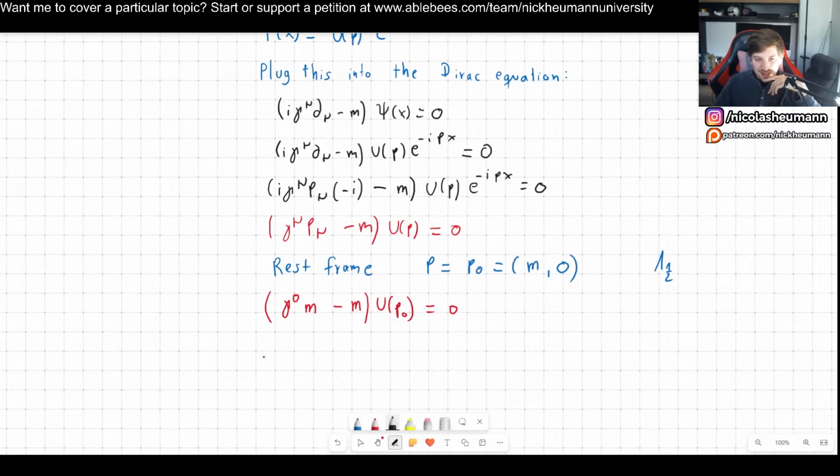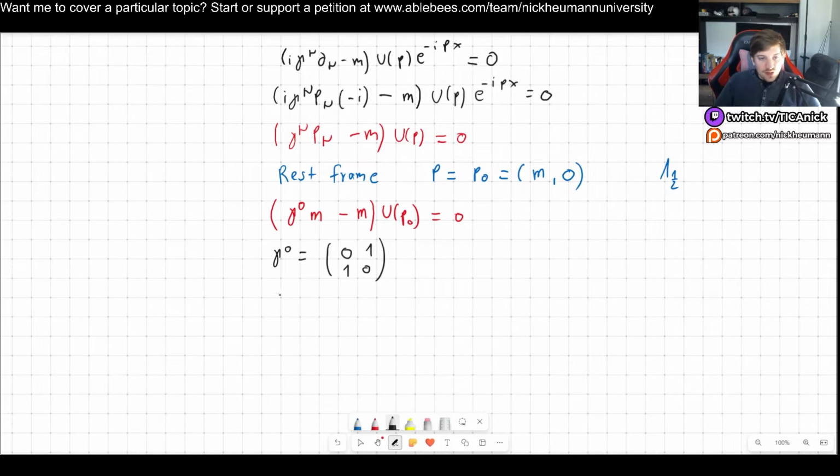Now, what is gamma 0, right? Gamma 0 in our Weyl representation is 0, 1, 1, 0. Whoops, that's supposed to be a 0. There we go. And now we plug it in. So this would be 0, m, m, 0. Or we could factor the m outside. I think I'm going to factor it out. So there's an m here and an m here. So I'm just going to take it outside.